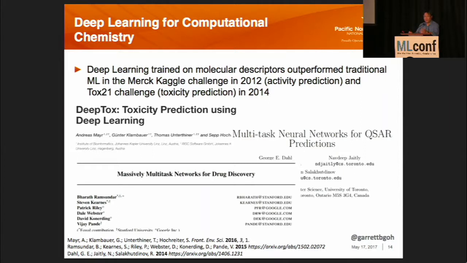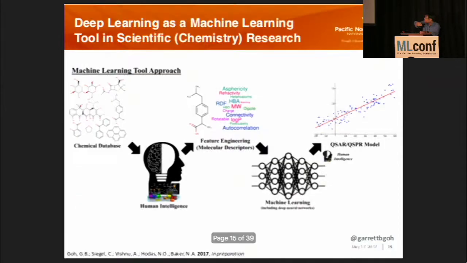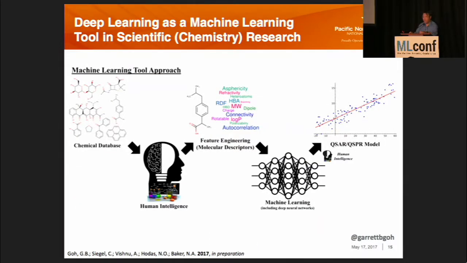Of course, I have to acknowledge the works of the other groups. Although we don't have a lot of Kaggle competitions in chemistry, we had two major ones in 2012 and 2014. Both of these Kaggle-like competitions were won by teams that used deep learning one way or another. But again, all of them used engineered features that have been developed by the research community. And in some sense, the approach being used in the field is the approach of deep learning as a machine learning tool. So what do I mean by this?